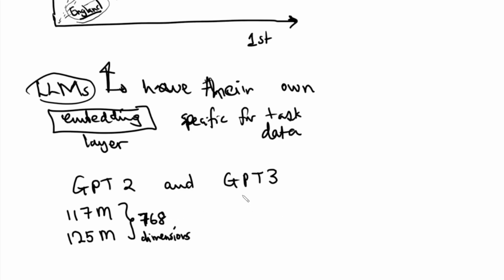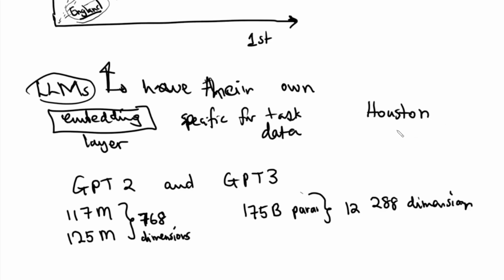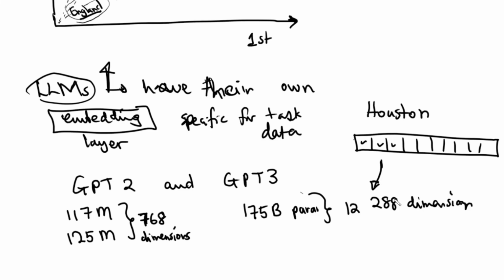Then for the largest one, GPT-3, which is a 175 billion parameter model, it has 12,288 dimensions. So a word like Houston is represented as a vector of numbers with 12,288 numbers in it. So Houston is converted into a vector with 12,288 numbers, which is the dimension. And if I was using the GPT-2 small model, the vector itself would have 768 numbers in it. We're going to see what I mean, the numbers that represent my name, Houston, later.